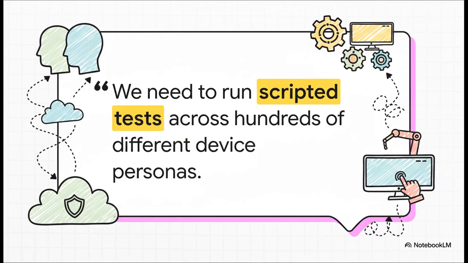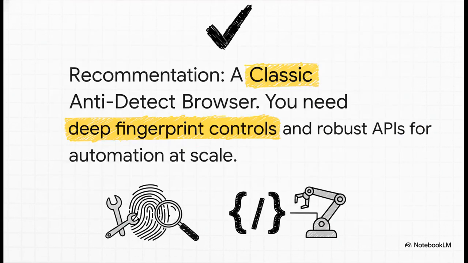Now let's jump into a completely different universe, the world of the QA engineer or the developer. Here, collaboration isn't really the main goal. Scale is. You're not managing 20 accounts. You're trying to simulate 200 or maybe even 2,000 different devices to see how your website behaves. And in this case, the choice is crystal clear. You absolutely need a classic anti-detect browser. That deep control over the browser fingerprint and the powerful APIs for scripting, those are non-negotiable for this kind of work. This is their home turf for sure.